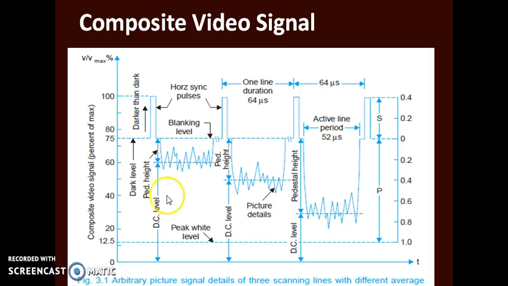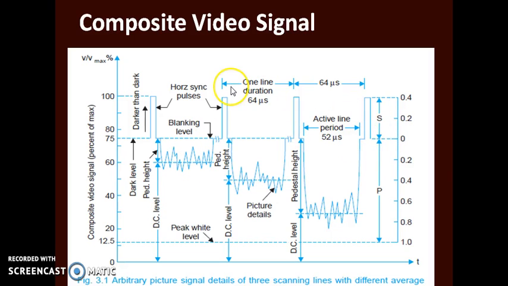The next is the DC level. So what is the DC level? The DC level is the average value of a particular active line. Then the pedestal height. The pedestal height is the difference between the pedestal level and the DC level. So that is called the pedestal height.